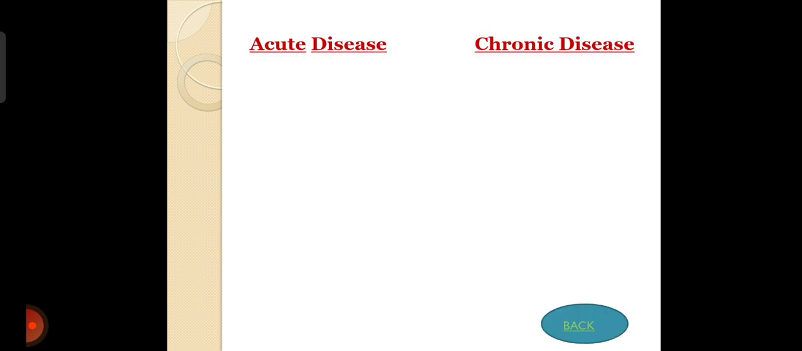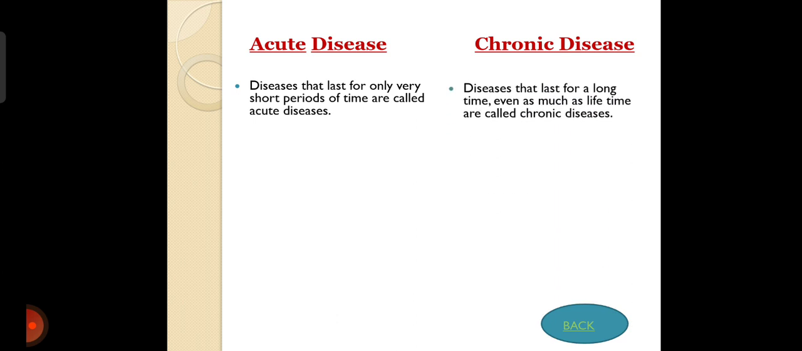Now there are different types of diseases, acute disease and chronic disease. So we will first understand the difference and we will have a gradual understanding. Acute diseases are those diseases that last for only a very short period of time, whereas chronic diseases are those diseases that last for a long time, even as much as a lifetime.